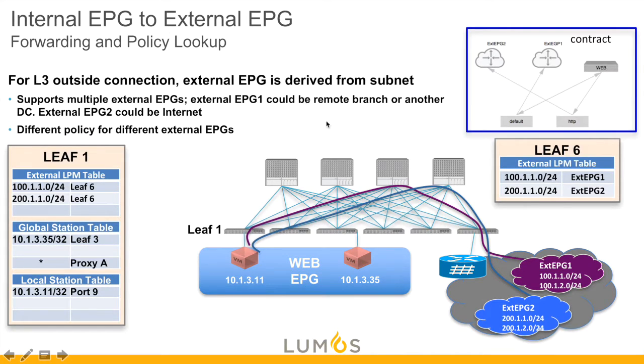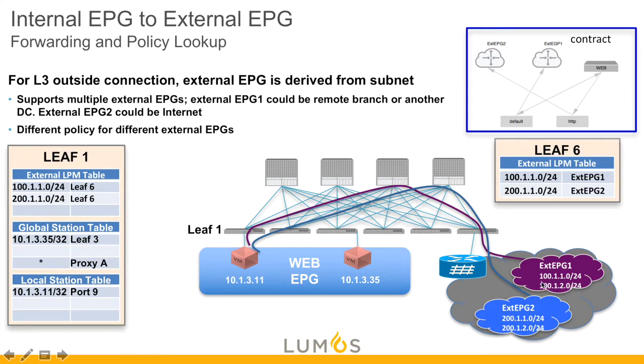So, internal to external EPGs. For the L3 outside connection, an external EPG is derived from the subnet. So we differentiate via subnets. Over here on the right, we've got two external EPGs, external EPG 1 and external EPG 2. External EPG 1 is 100.1.1.0/24 and 100.1.2.0/24. EPG 2 is 200.1.1.0 and 200.1.2.0, both /24s.